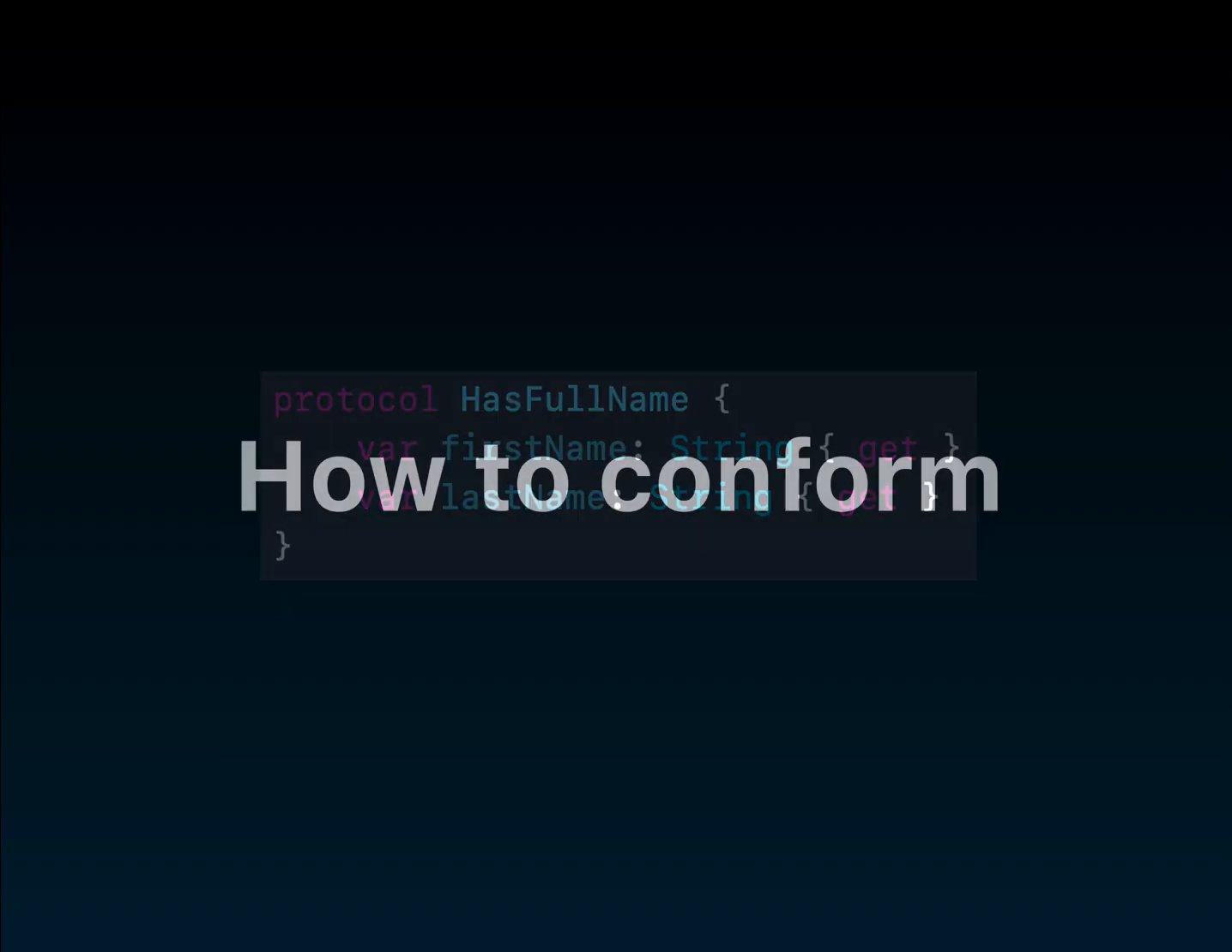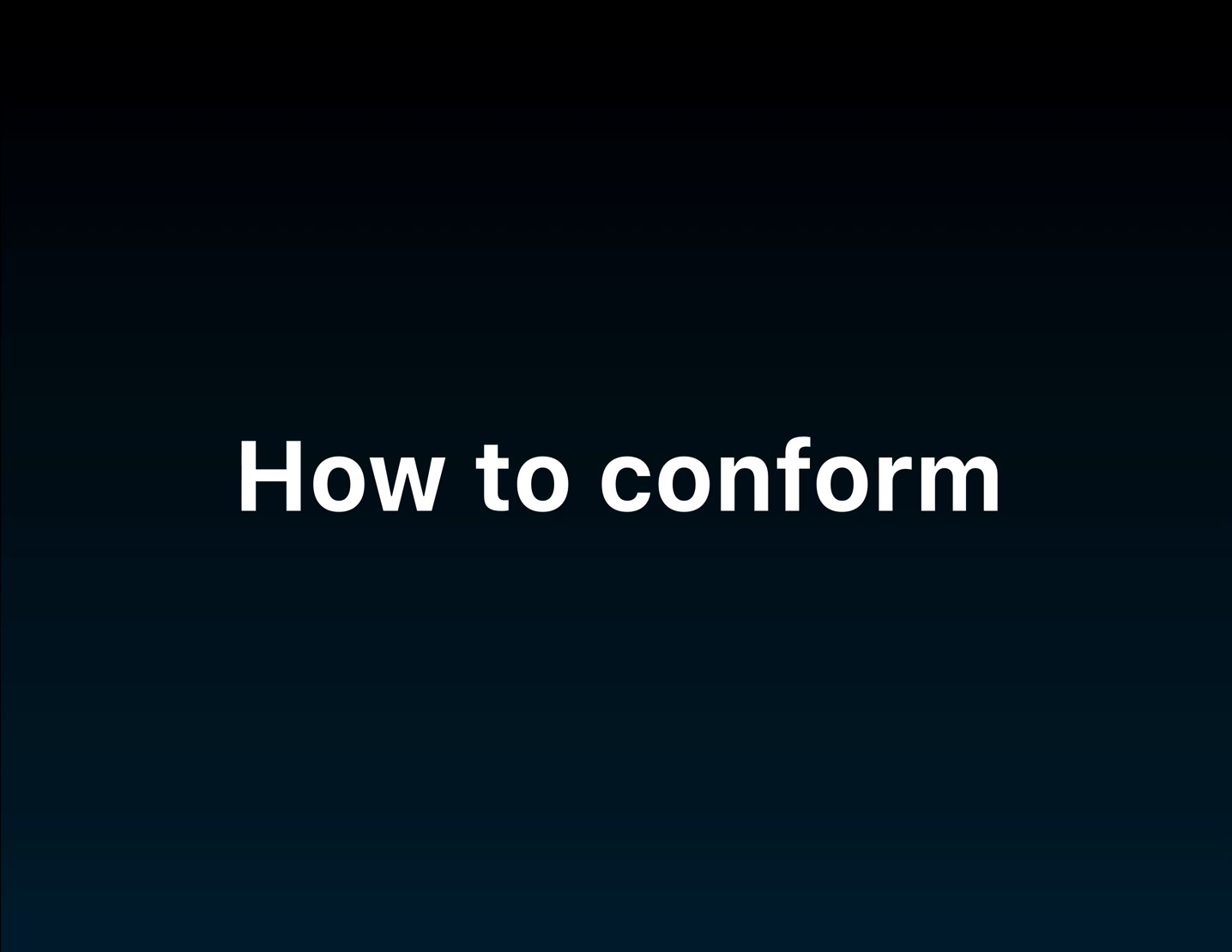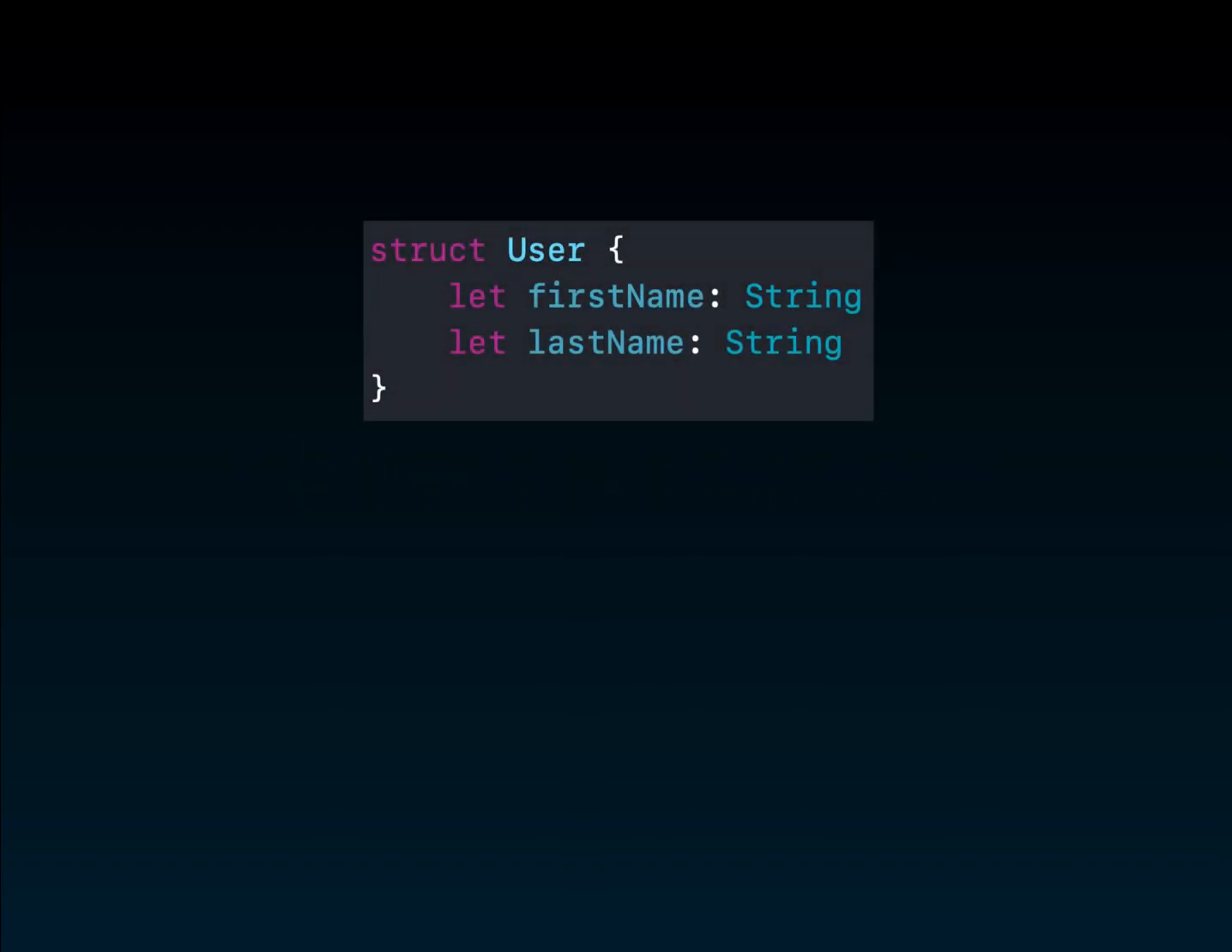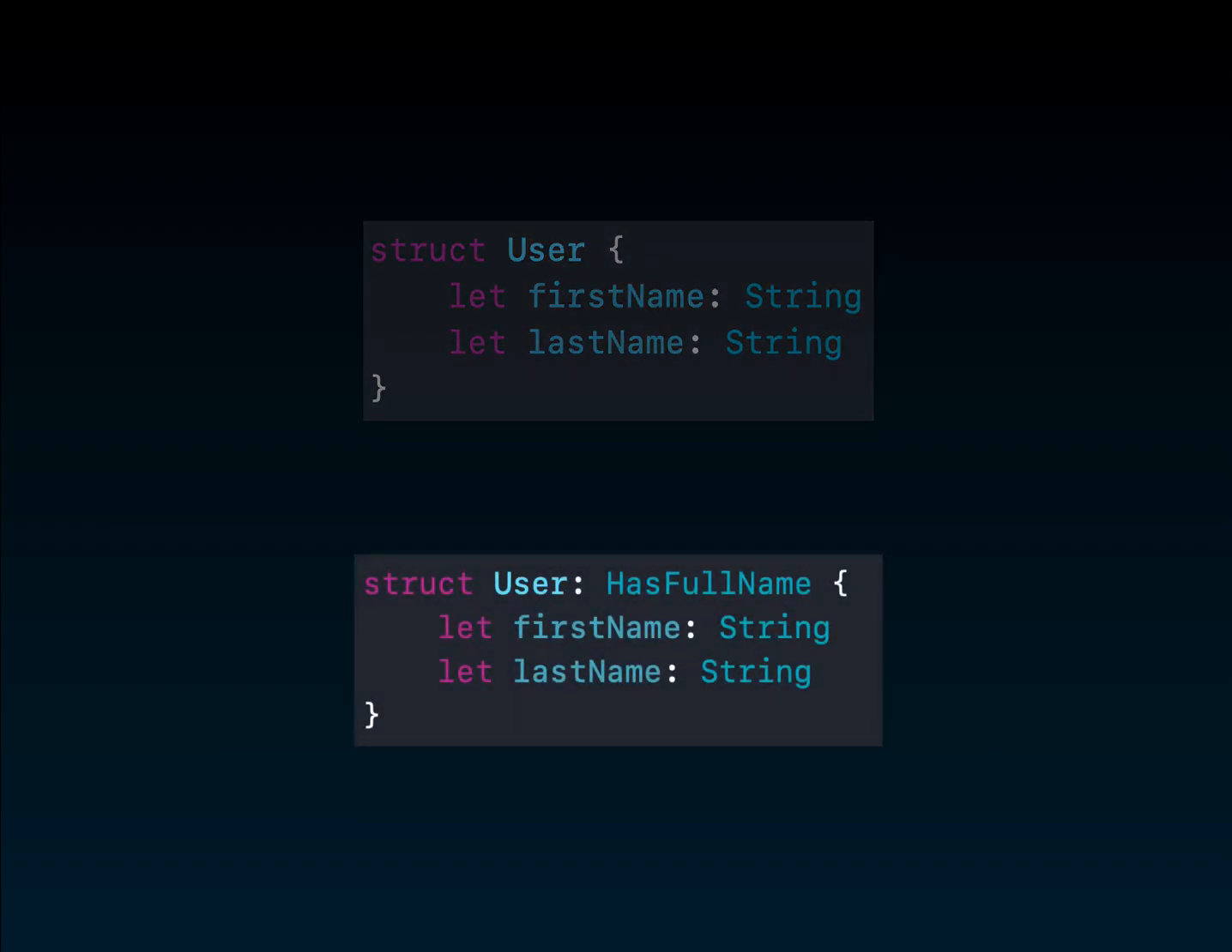Okay, so let's talk about how we actually conform to this protocol. How do we become, in a sense, certified to be a HasFullName type? We're going to go back to our User object, and we know that we fulfilled the requirements to become a HasFullName type, but we actually have to declare it. We have to explicitly say we want to adopt the HasFullName protocol, and you do that just by adding the colon and the name of the protocol next to it.